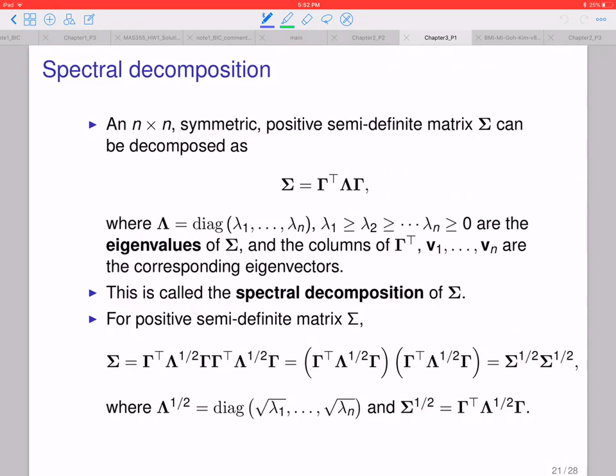Okay, and this is just the explanation of the spectral decomposition. You can take a look, but this should be covered already in linear algebra, right?